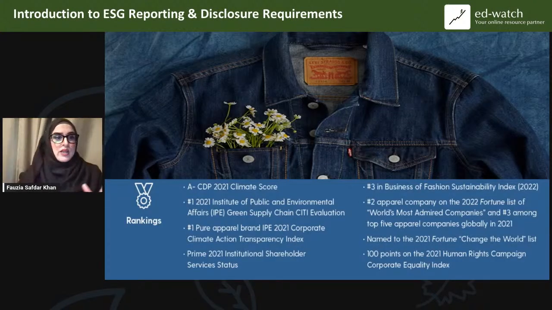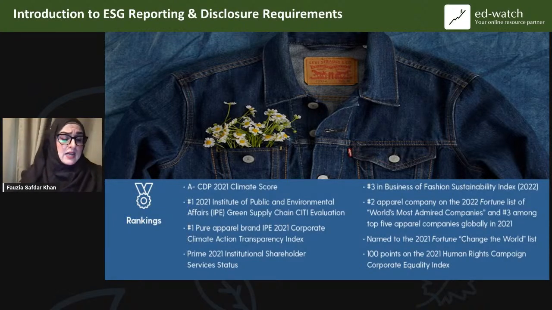After doing this whole exercise, and they have very comprehensive sustainability reporting, what they have achieved at CDP, which I mentioned to you, that they are questionnaires. You will just answer those questionnaires. They will evaluate you, and based on that, you will be assigned an A through G grade. So Levi's got A. They get lots of further rankings. They are named in 2021 Fortune Change the World. They became third in the sustainability index. For apparel companies, they became number two. And for human rights, they got 100 points.